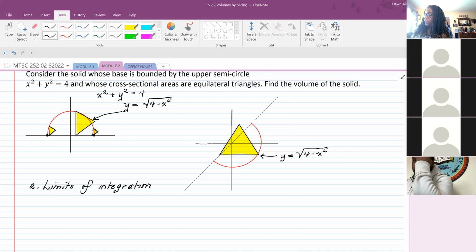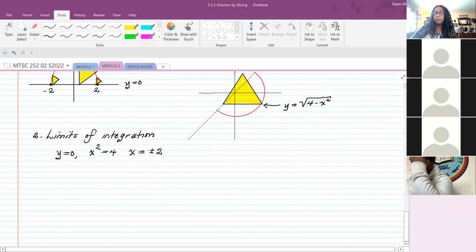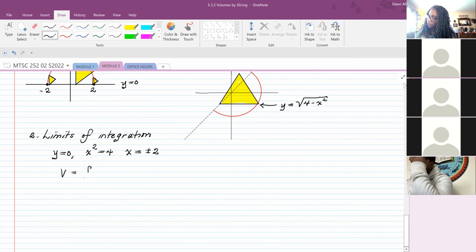Since they lie on the x-axis, this is where y is equal to 0. So you just get x squared plus 0 squared, or x squared is equal to 4. So when y is equal to 0, you get x squared is equal to 4, so x is equal to positive and negative 2. So I start at x equals minus 2 and I go to x equals positive 2. So those are my limits of integration. So I know my volume is going to be the integral from negative 2 to 2 of whatever area I come up with, dx.